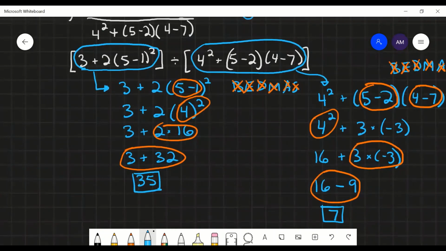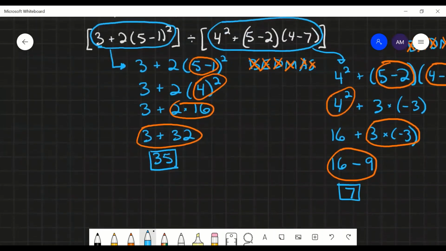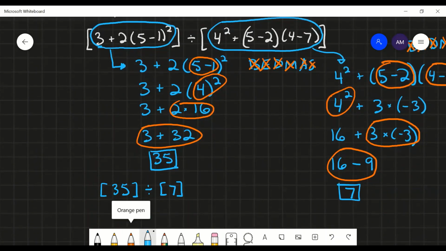And now we're asked to divide the contents of those two things. So this is actually just saying 35 divided by 7. And 35 divided by 7 is 5. So 5 would be our final answer.